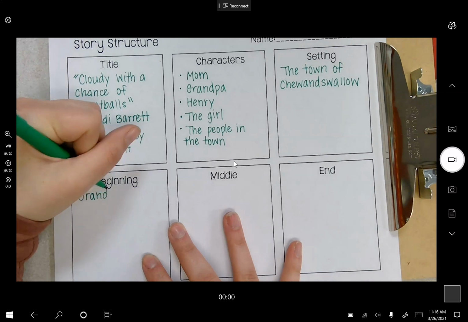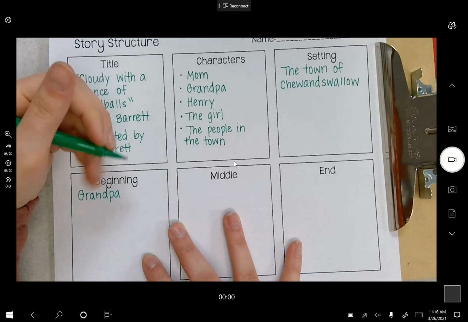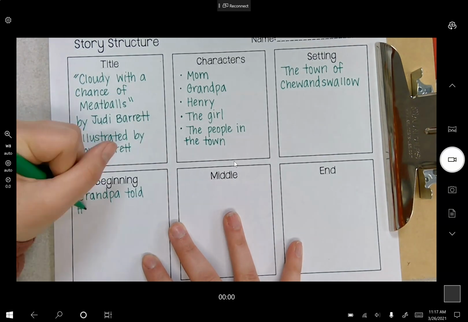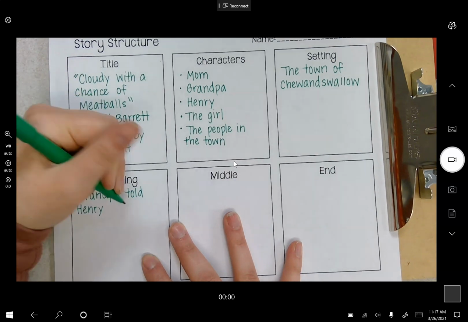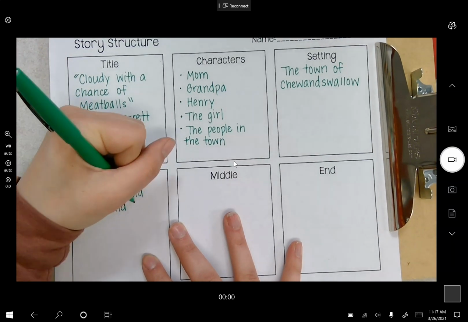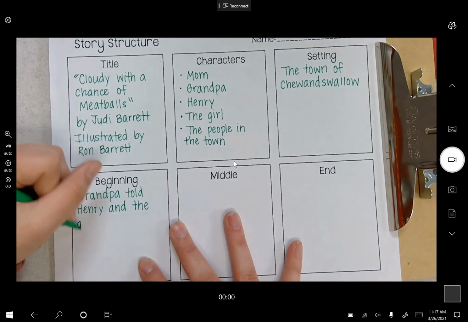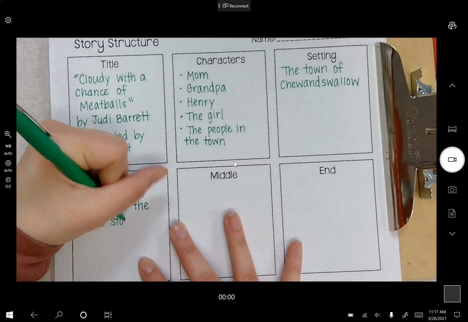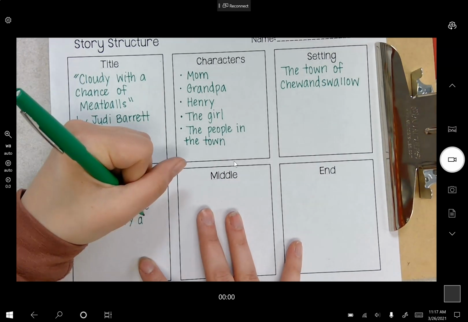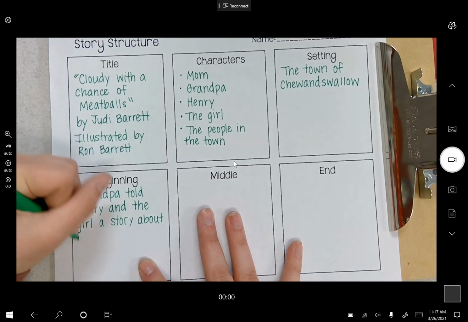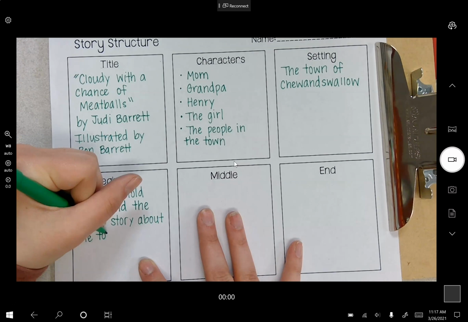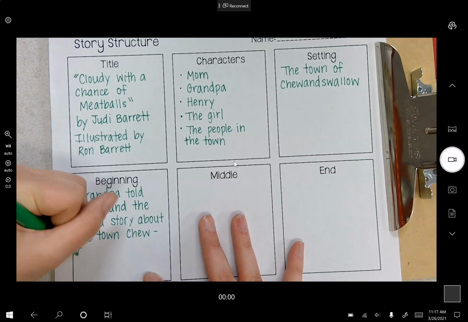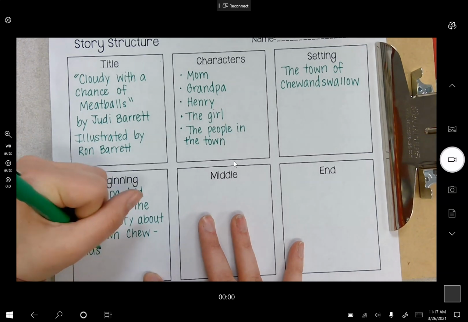Grandpa told Henry and the girl a story about the town Chew and Swallow. Probably won't all fit on one line. About the town Chew and Swallow.